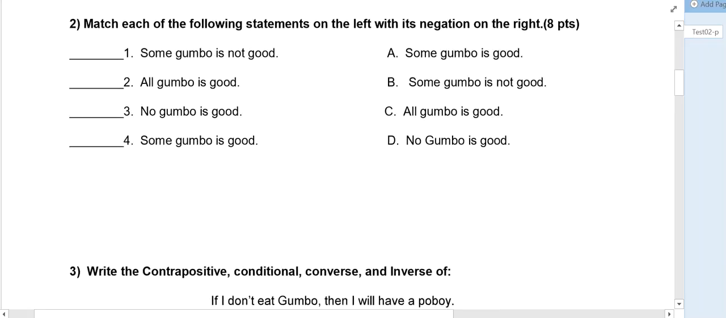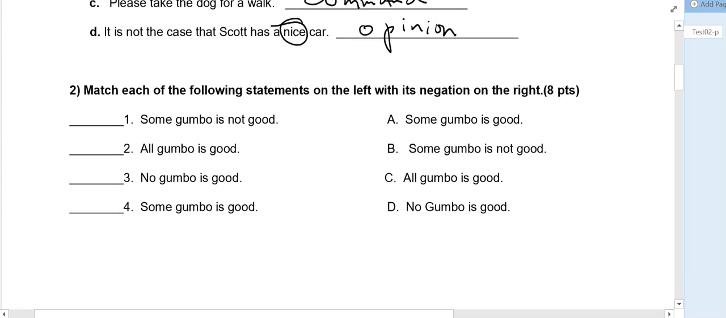The next thing: match each of the following statements on the left with its negation on the right. The negation is the statement whose truth value is opposite of the statement itself. Usually you have trouble when you're working with one of the quantifiers like some, none, all, etc. Identify the word "some" with "at least one." Think of one, because if you're talking some, you need only one.